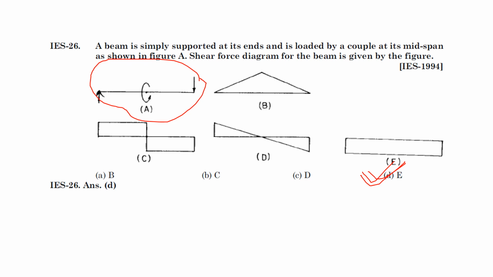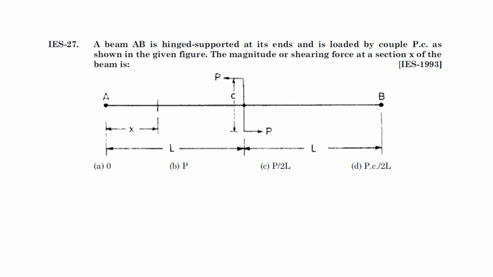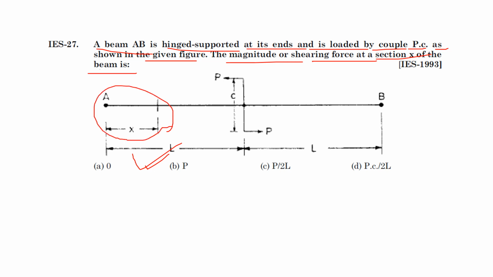Next question again. This is the loading condition. Beam AB is hinge supported at its ends and is loaded by a couple. There is a couple P into C. They are asking, as shown in the figure, the magnitude of shear force at the section of the beam. At this section, what is the magnitude of shear force?